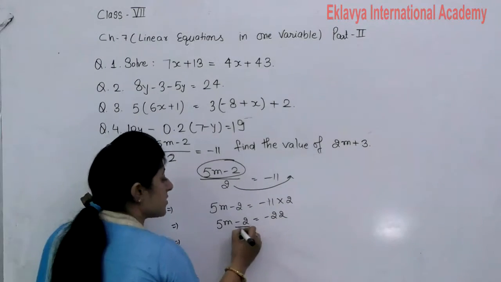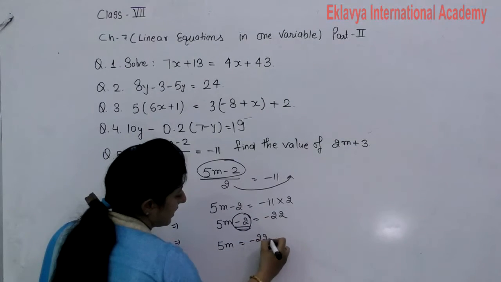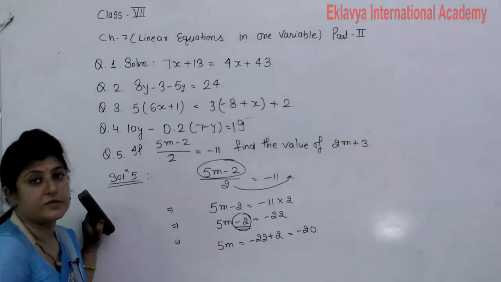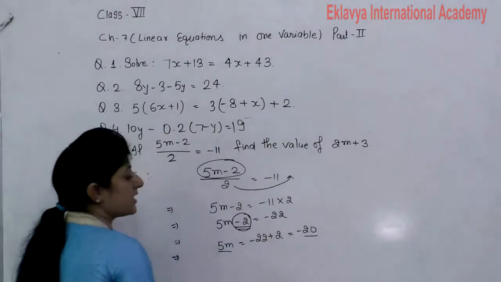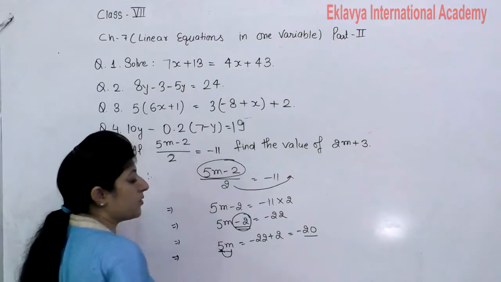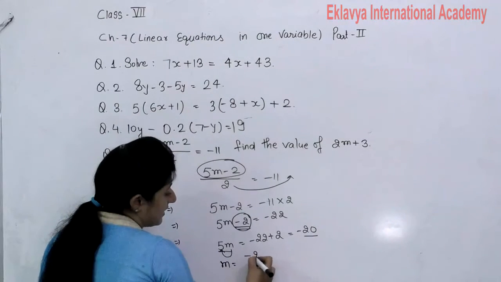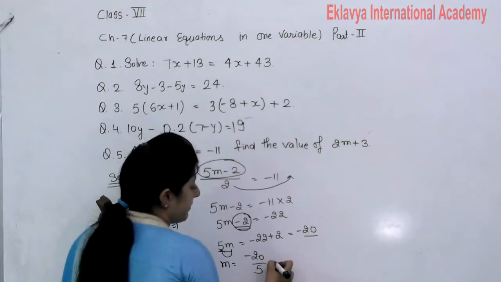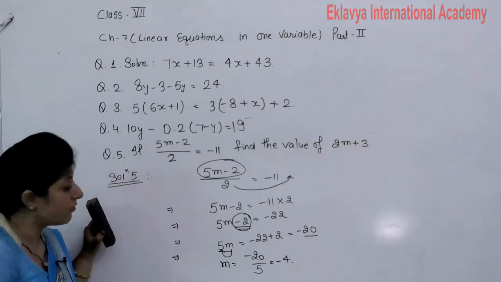Now this is a constant term, minus 2. When you transpose it, it will come as plus 2, so that is minus 20. Now 5m is equal to minus 20. This 5 we want to remove, so we have to transpose. Here it is in multiplication, so in transposing we will take it in division, then it becomes minus 4. It means the value of m is minus 4.